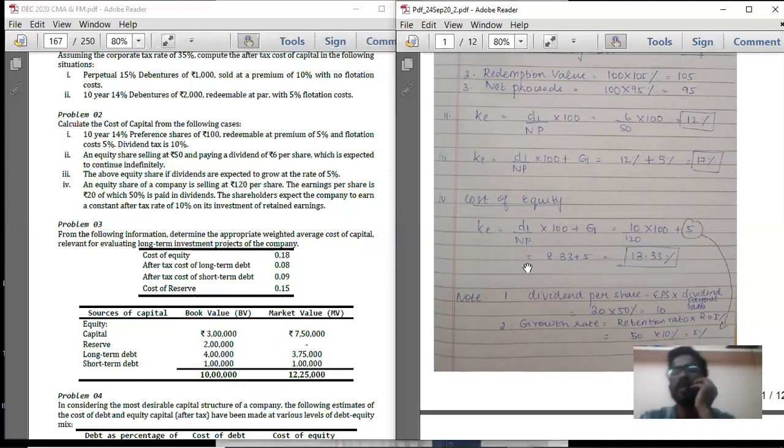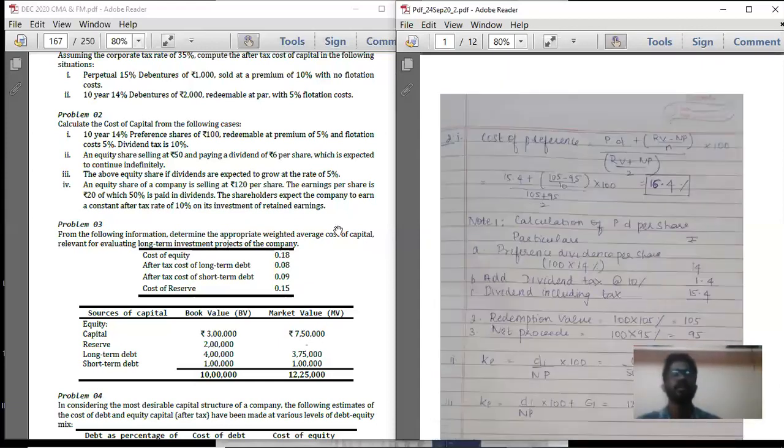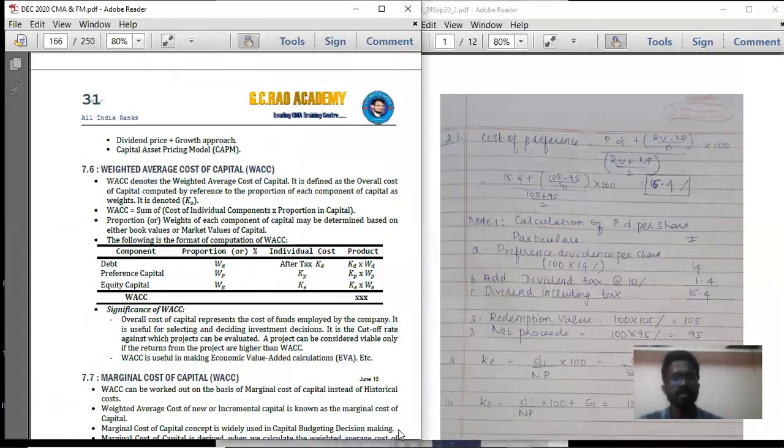So come to the formula. 10 divided by 120 into 100, within bracket, then plus 5. Below that is equal to 8.33 plus 5. 8.33 plus 5 is equal to 12.33%. Sorry, 13.33%. So with this, we have completed all the 8 problems in the cost of capital.